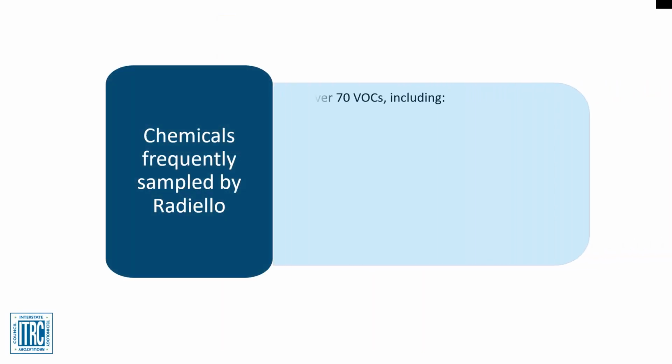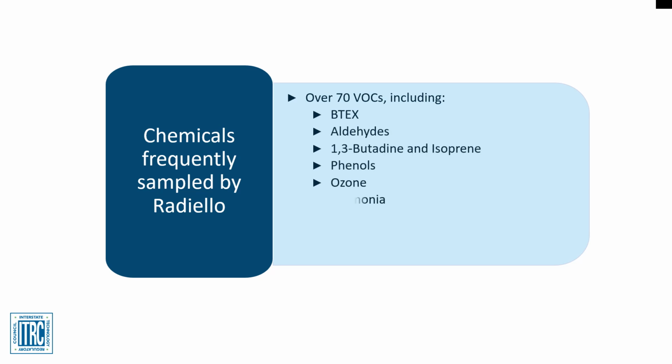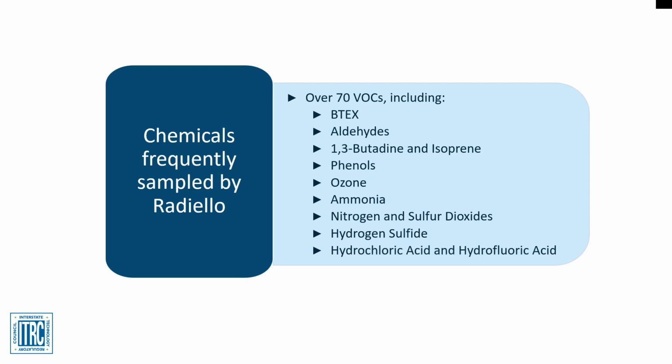The Radiello device can be used to sample for over 70 volatile organic compounds, including BTEX, aldehydes, 1,3-butadiene and isoprene, phenols, ozone, ammonia, nitrogen and sulfur dioxides, hydrogen sulfide, hydrochloric acid, and hydrofluoric acid.